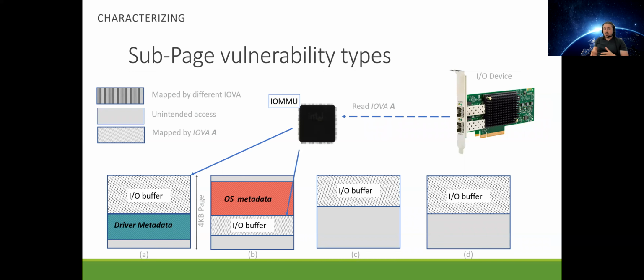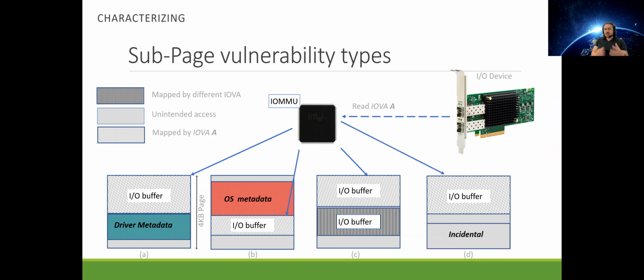So there is no way actually to map the IO without also mapping the metadata. The third type is when you have two IOVAs mapping the same physical page. One problem with this kind of vulnerability is when you unmap one IOVA, the device can still access the same physical page because it can use the second IOVA, which renders the unmap operation essentially useless from a security standpoint.